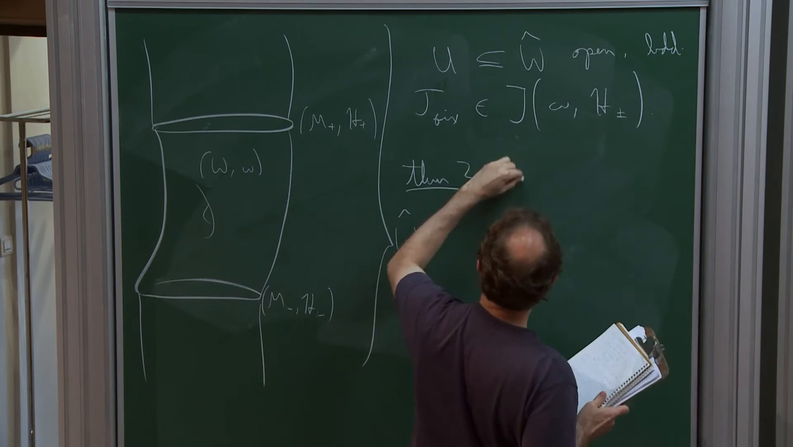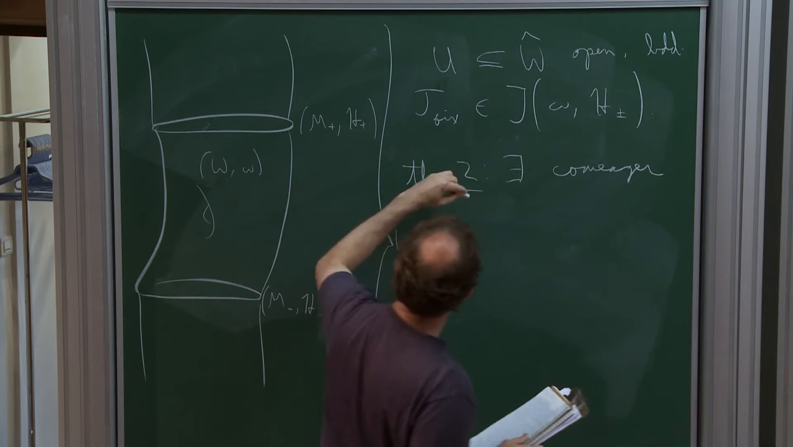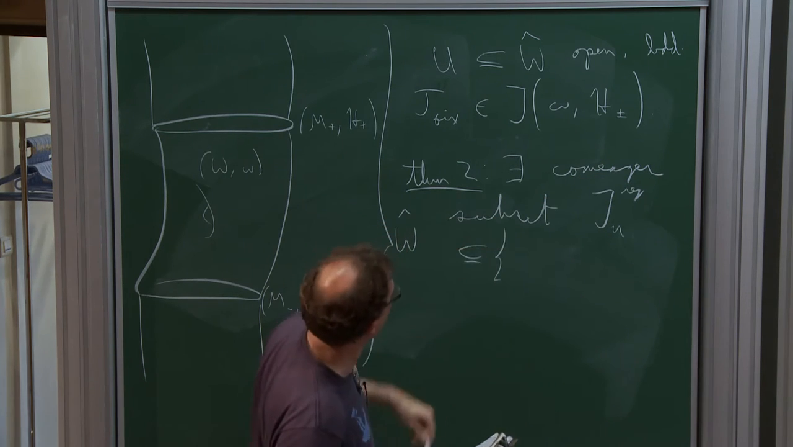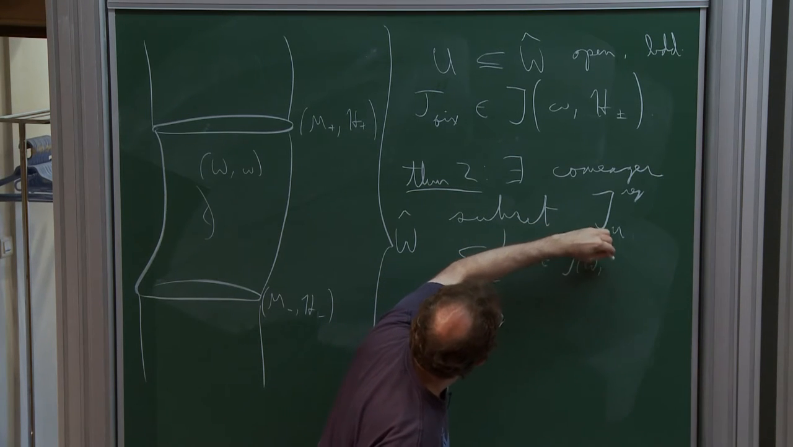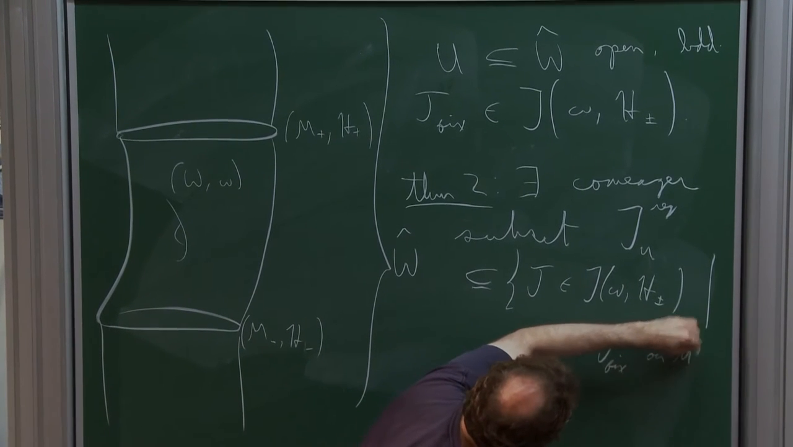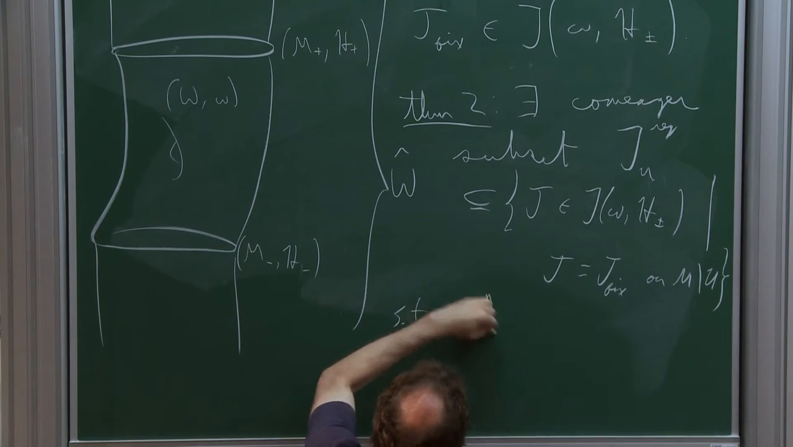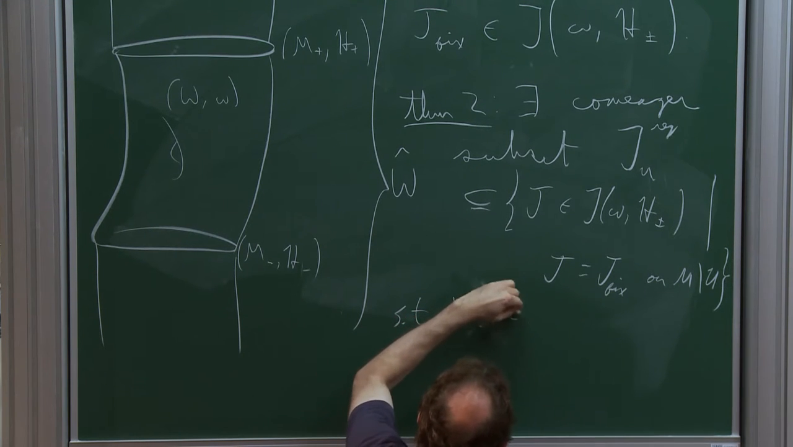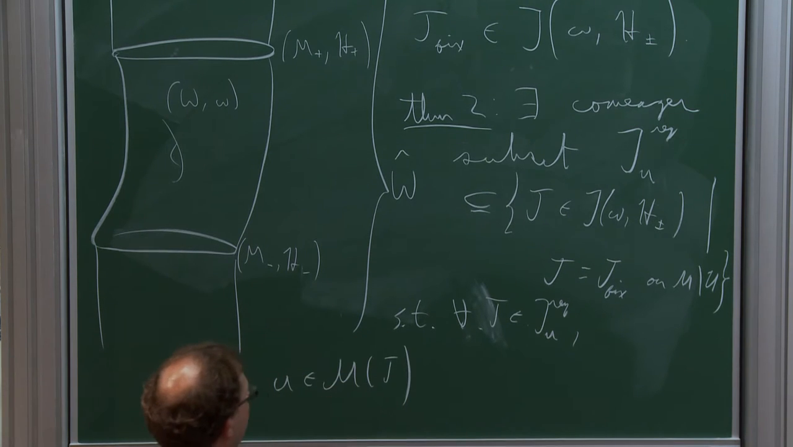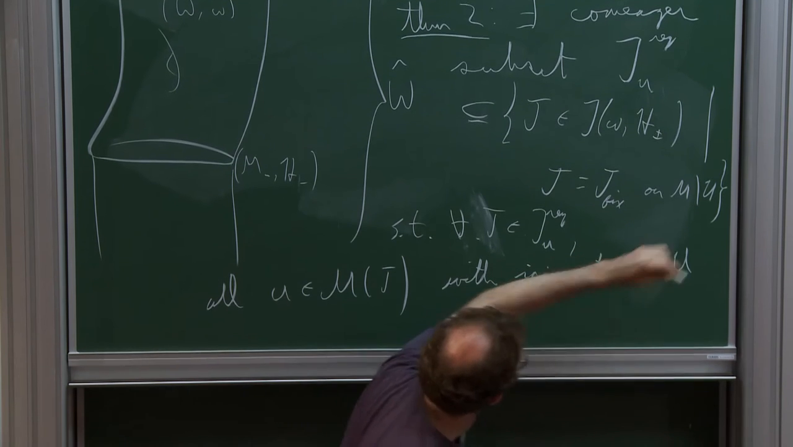says that there exists, I guess I'll say the word co-meager since everyone else is, a co-meager subset J_U^reg sitting in the space of all almost complex structures compatible with the data, which also match our choice J fix outside of this subset U, such that for all J in this special class, all holomorphic curves in the moduli space defined by J with injective points in the subset U are regular.